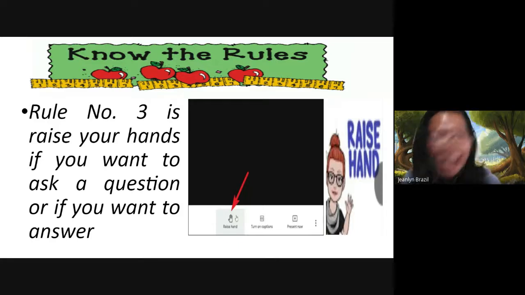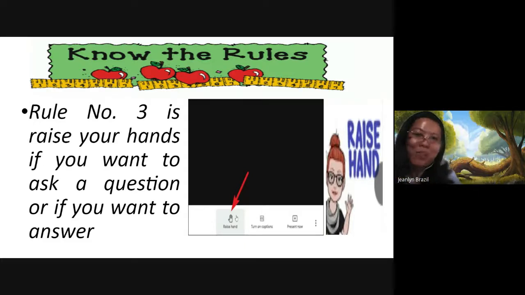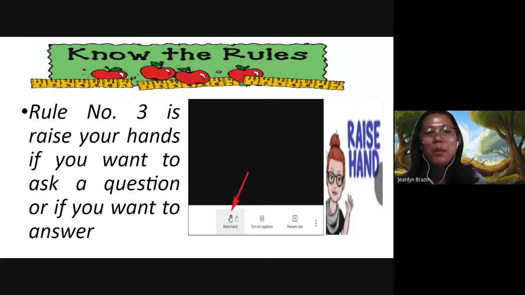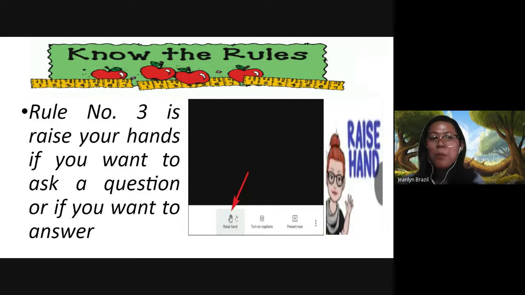So we have 9 participants for this morning, and I'm so happy for that. So ganun po tayo ha. Rule number 3: if you want to ask a question, you can press this, or if your video is open, you can just raise your hand. But it's better if you just click this one because there's a sound, compared to just raising your hand. I will not be able to see you much because I'm presenting a PowerPoint.